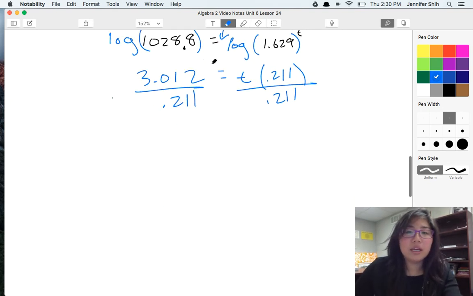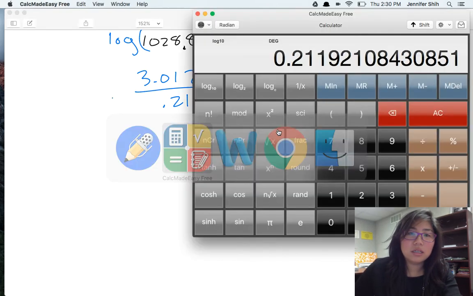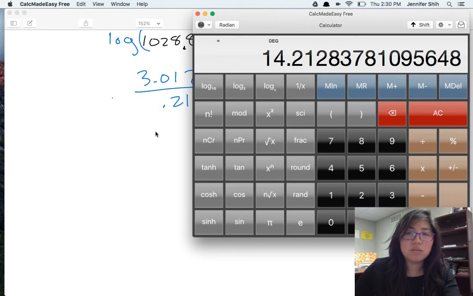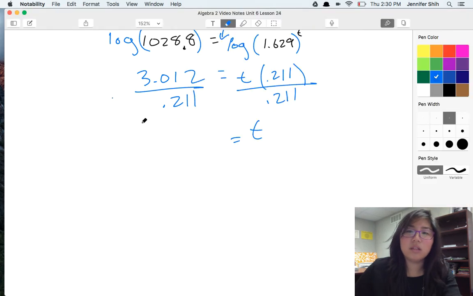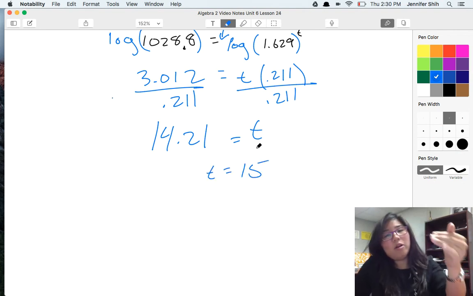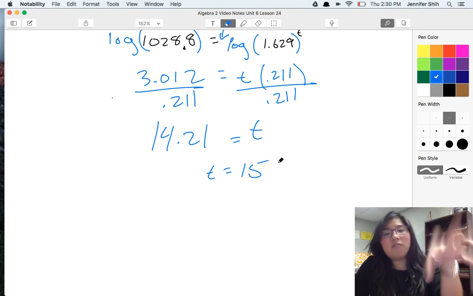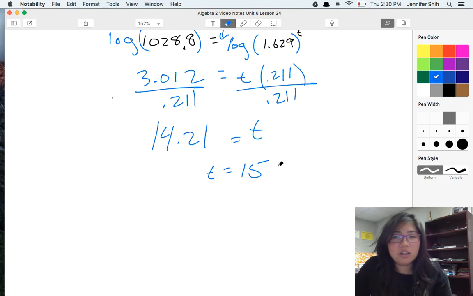Okay. I'm going to finish this off by solving for t. 3.012 divided by 0.211 is 14.21. Yeah, 14.21. All right, so t is equal to 14.21. You can't have 0.21 of a roll, so he had to get to 15 trials to get to at least 1,000. I think I beat Fiona and Gregoire.